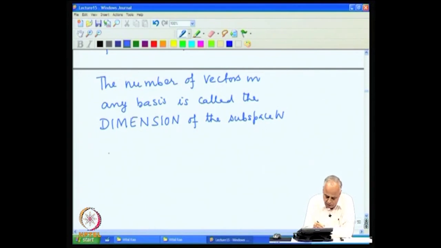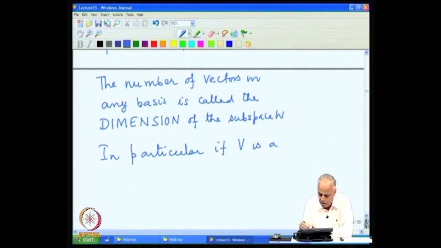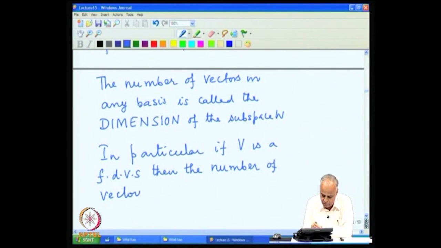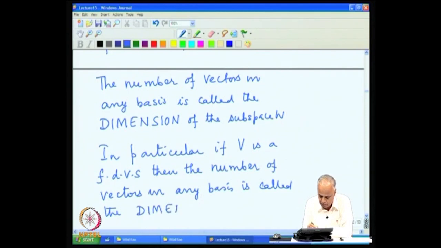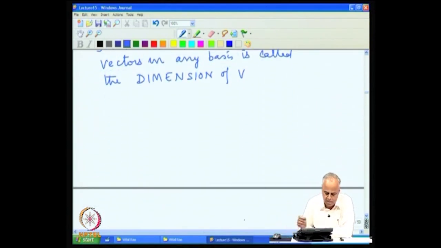Let us make it even more specific. In particular, if V is itself a finite dimensional vector space, then any two bases will have the same number of vectors. The number of vectors in any basis is called the dimension of V. Let us look at some examples.